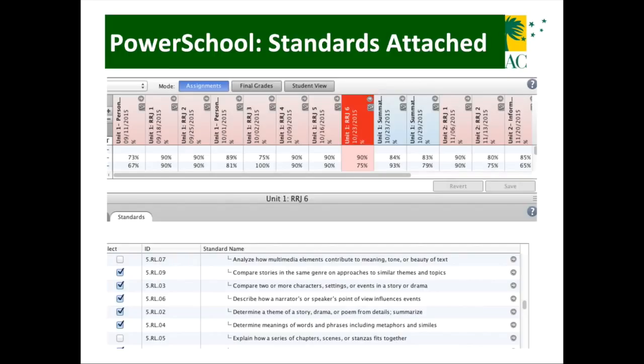In PowerSchool, teachers are attaching standards to assessments. If you see an S symbol on an assessment, that means that standards are attached to that assessment. This ensures that teachers are assessing what is taught and the standards of the grade level.